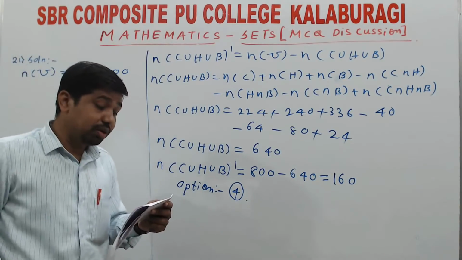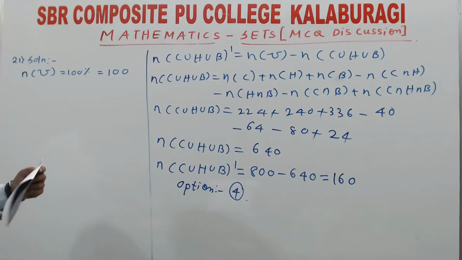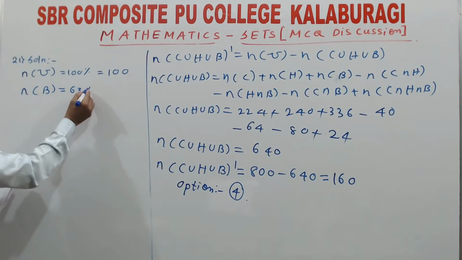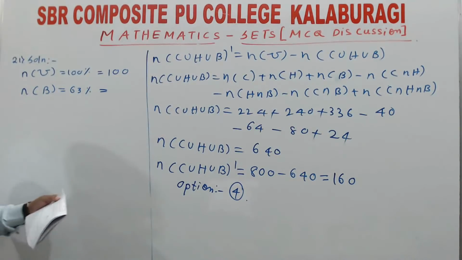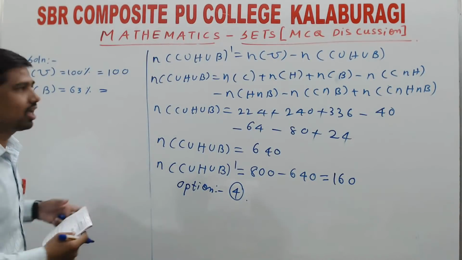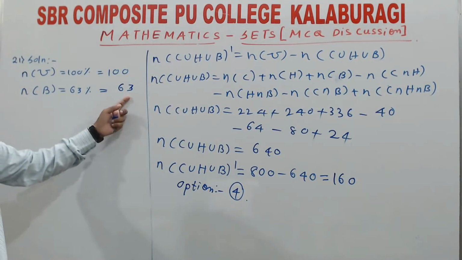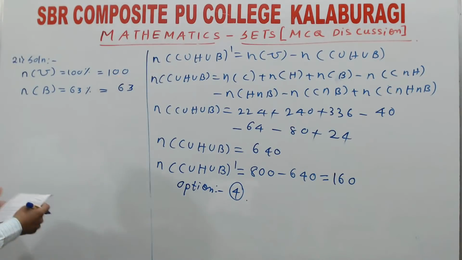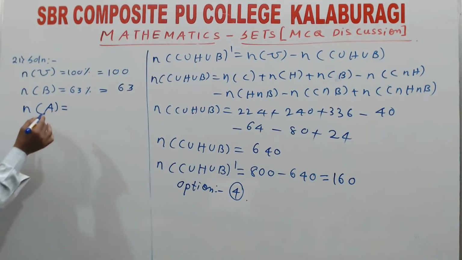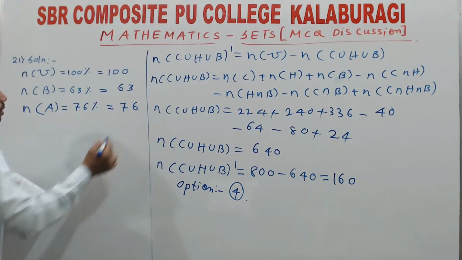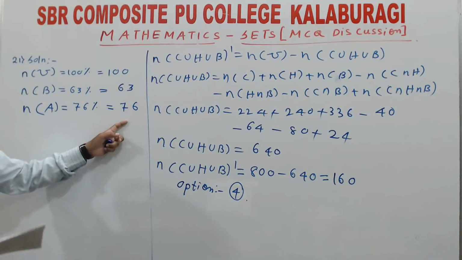Of these, 63% of the Americans like cheese. Let us take cheese as B. n of B equals 63. For calculation purposes, instead of 63% I'll take 63 people liking cheese out of 100 people. And 76% like apple. I'll take that as n of A, so 76 members out of 100 are liking apple.